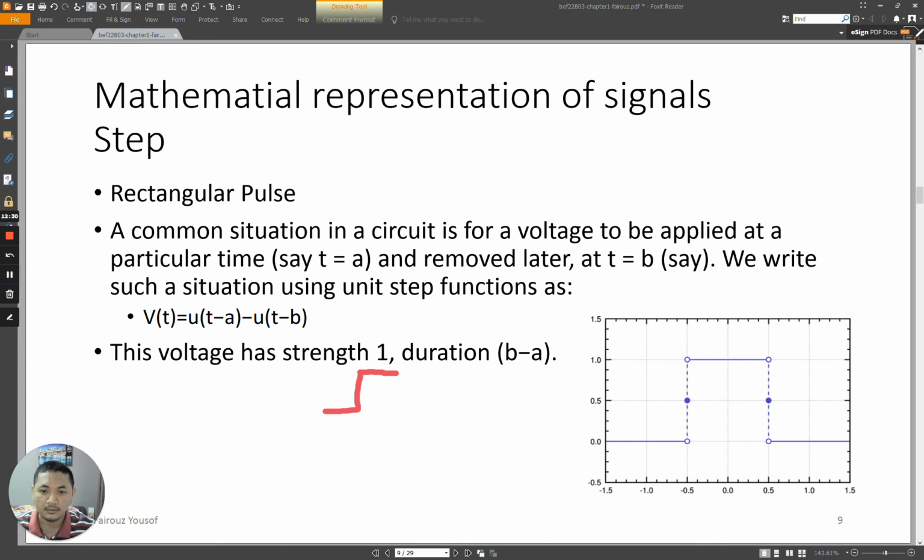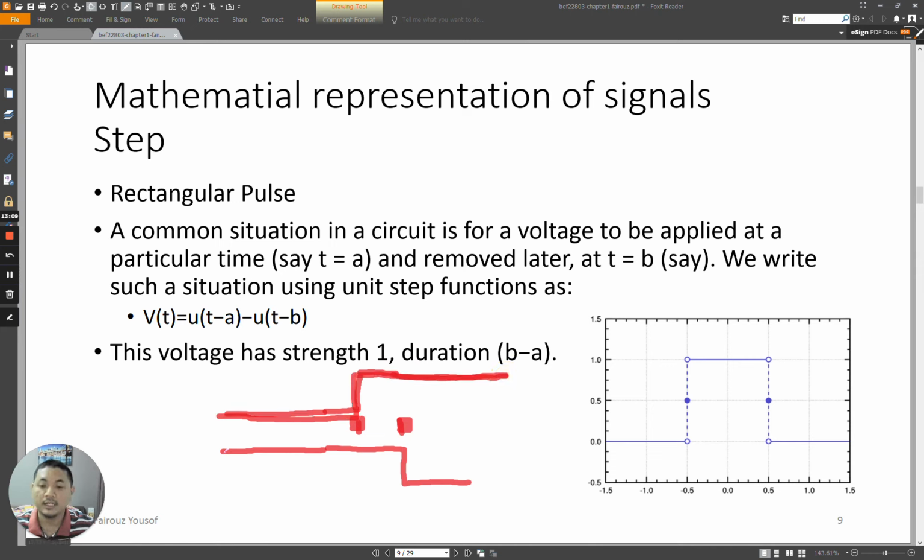Means that, sorry, this is a, or this is a, right? And this is b. So b is like this. So this is at a, this is at b, right? Okay, so this is u(t minus a) from 0 to 1 at a, and this is negative u(t minus b), inverse.